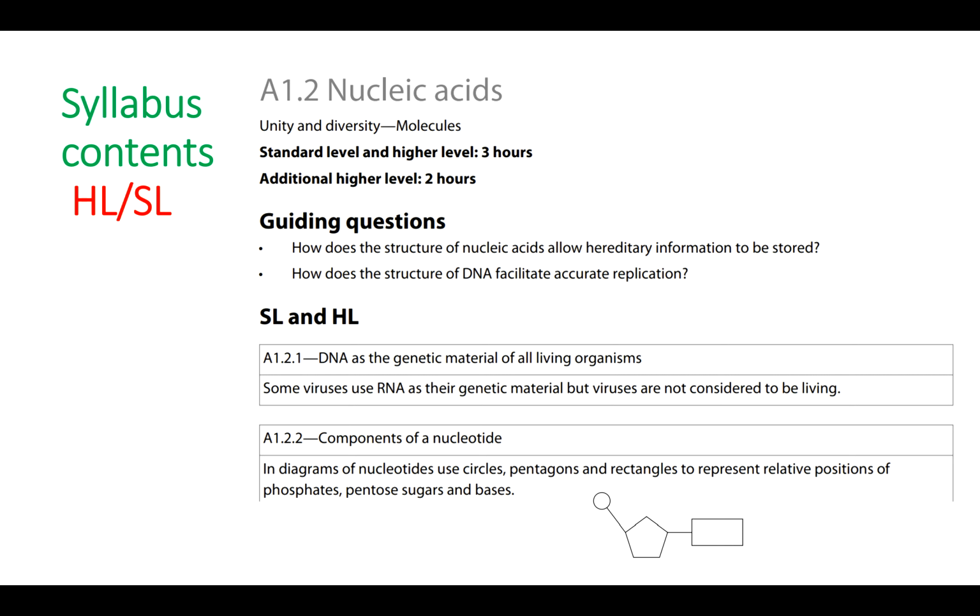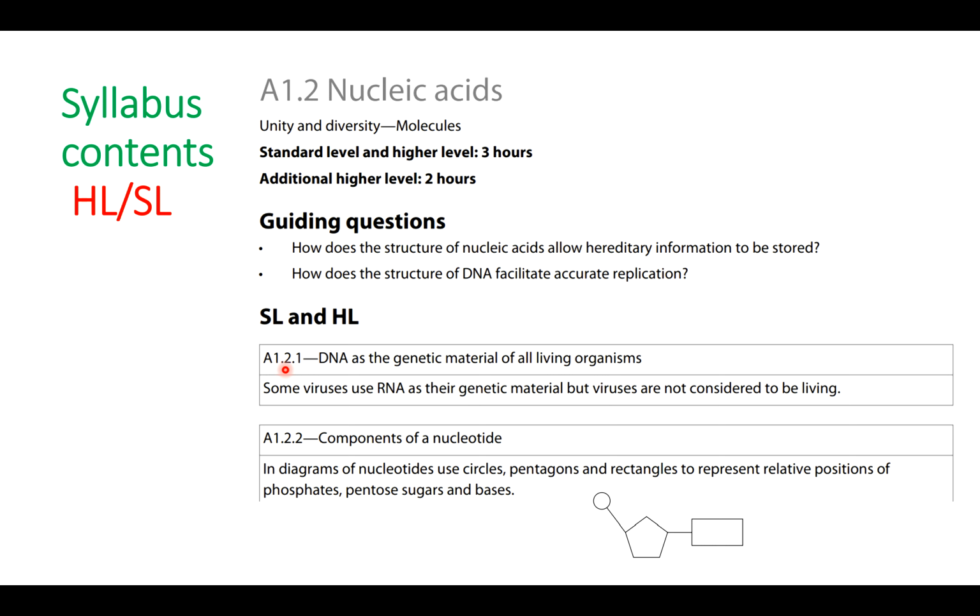So the plan is to start A1.2 nucleic acid, which is a very important topic in terms of the subject, and in terms of your board examination also, as you will get major connecting questions from this particular unit. This is the syllabus guide I have taken from the subject guide, which shows standard and higher level have 3 hours of lesson, and additional higher level needs 2 hours of lesson. There's a guiding question. So let's go into the detail of the topic.